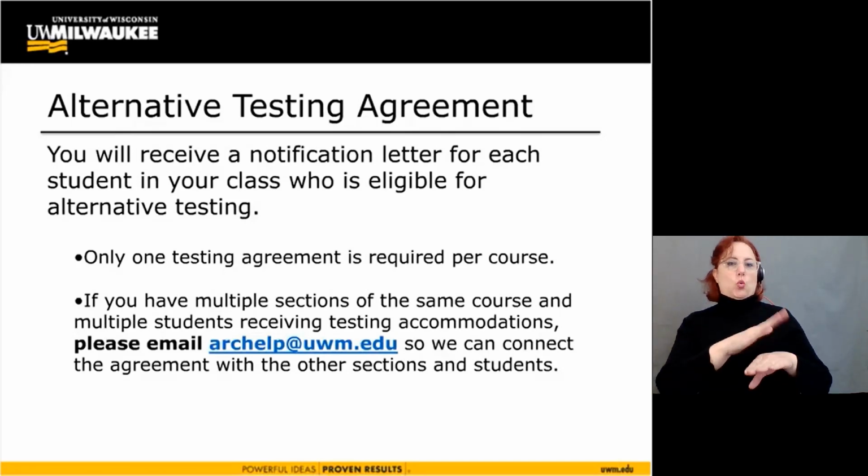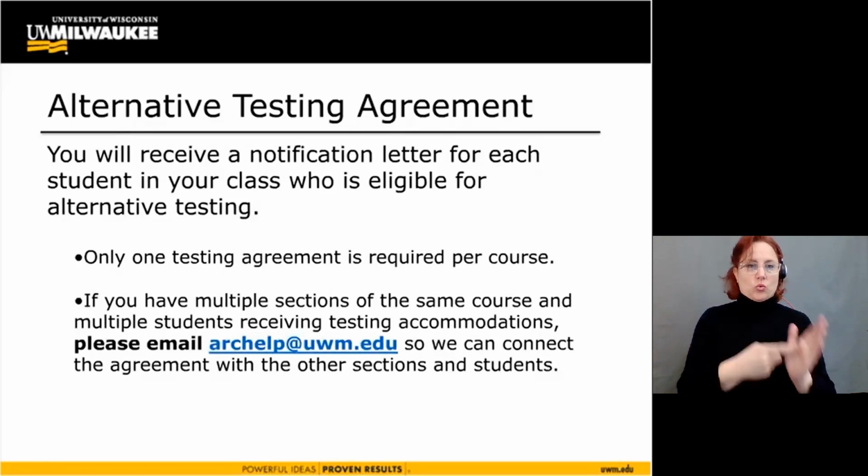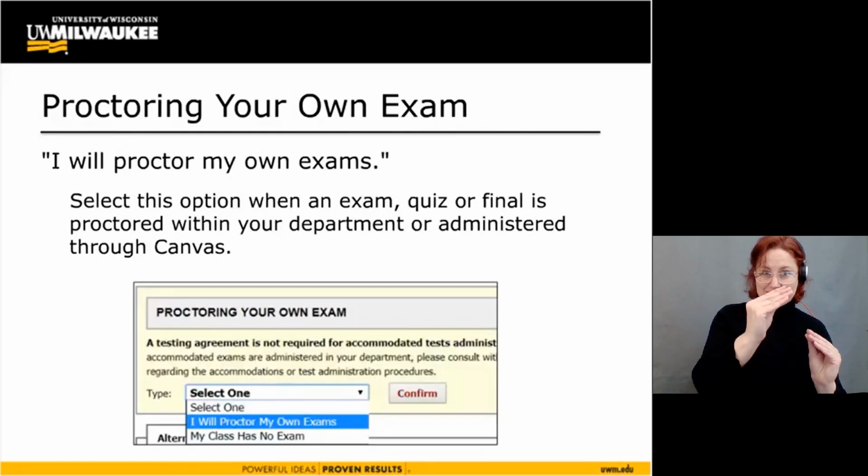If you have multiple sections of the same course and multiple students receiving testing accommodations, please email archelp@uwm.edu so we can connect the agreement with the other sections and students.